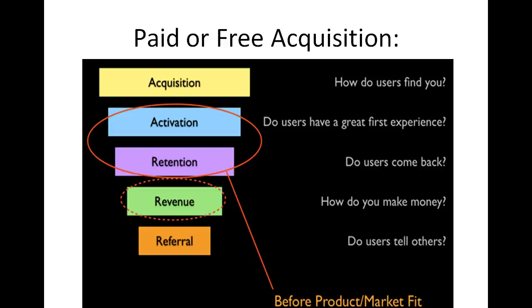So you don't want to get to the acquisition stage until you have product market fit. And the way to do that is through your activation and retention. Let's look at this little diagram we have before us by Dave McClure that talks about these five things: acquisition, activation, retention, revenue, and referral. The first one there is what we're talking about. Should I pay for acquisition or should I get it for free? The question is, are you ready for acquisition?